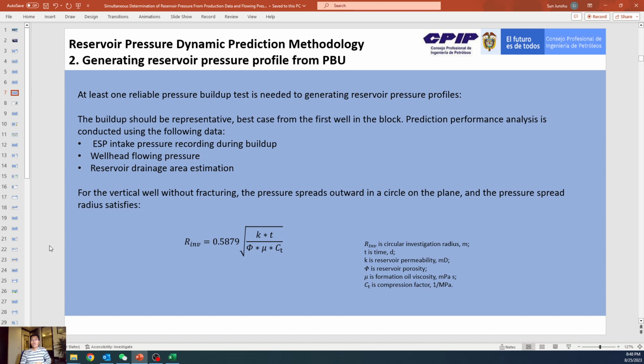Here, R_inv is the circular investigation radius in meters. T is the time in days. K is reservoir permeability in millidarcy. Phi is reservoir porosity. Mu is formation oil viscosity. Ct is the compressibility factor.